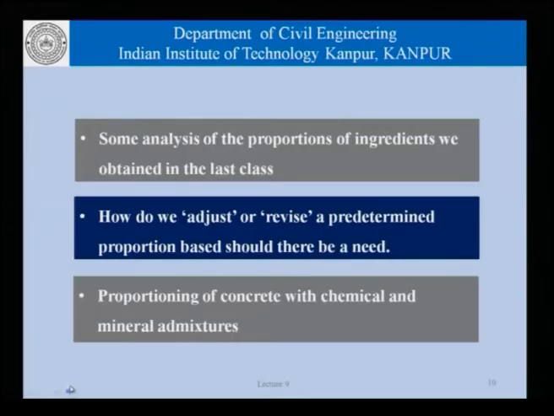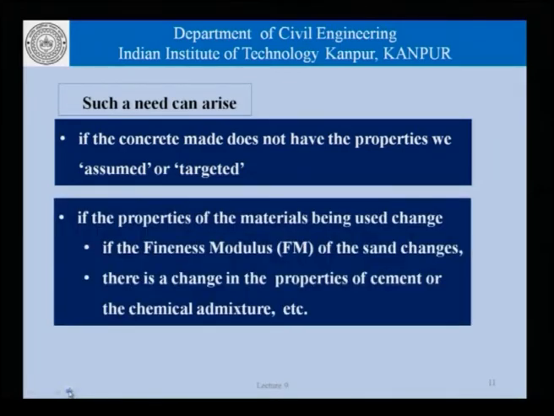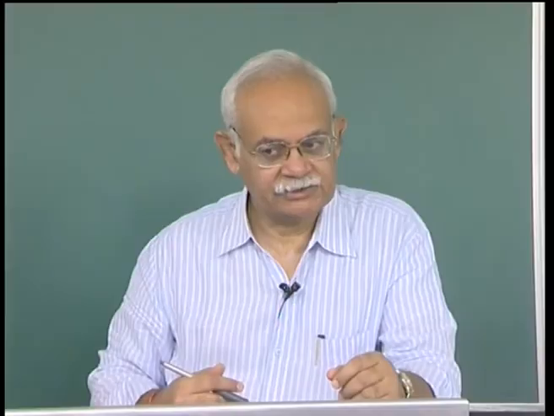So, there is a need to adjust or revise a proportion, and that need can arise if the concrete made does not have the properties we assumed or targeted, or it can arise if the properties of the materials being used change. That is, for example, the fineness modulus of the sand changes.